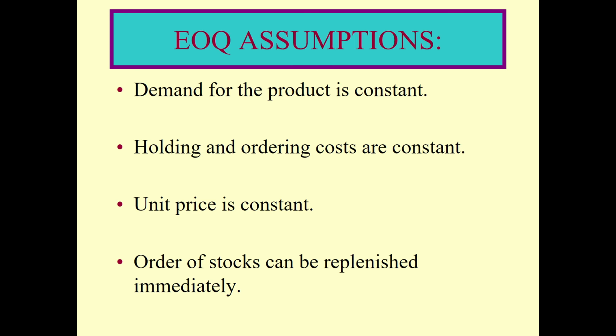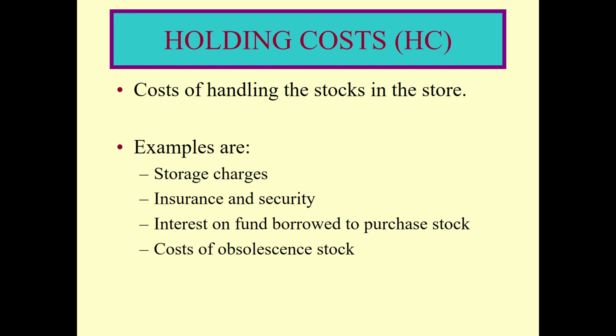These are the 4 assumptions of EOQ. Number 1, demand for the product is constant. Number 2, holding and ordering costs are constant. Number 3, unit price is also constant. And number 4, order of stock can be replenished immediately.